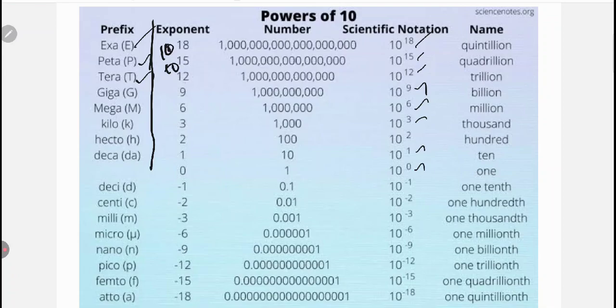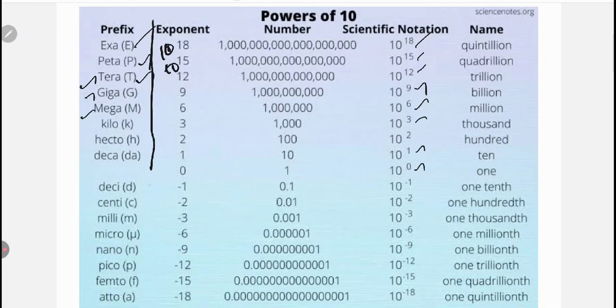For 10 power 12 it is tera, 10 power 9 it is giga, 10 power 6 it is mega, and then kilo, hecto, deca. Normally we use mega, giga, tera, as in gigahertz. For memory, normally you have used megabyte, gigabyte, and terabyte, etc. So you are familiar with that. Other things also you should know.